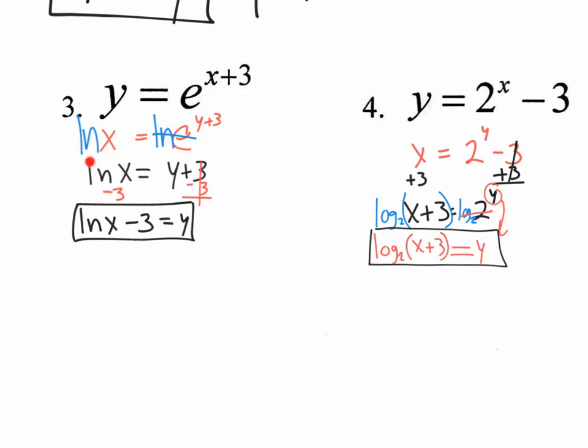So you really do have ln of x, and then after doing the ln of x, you do a minus 3. But over here, we got rid of the 3 first, and then we applied the log base 2 to the whole binomial, which is why we have parentheses around that binomial. Does that make sense?